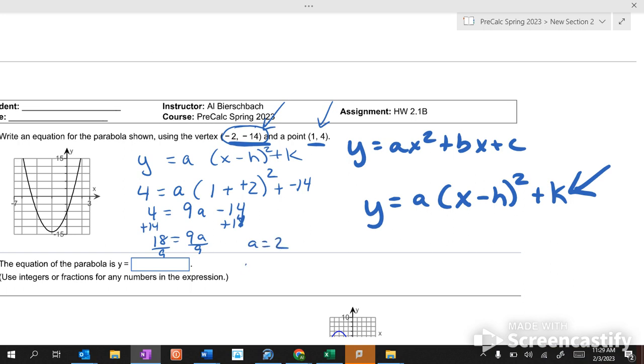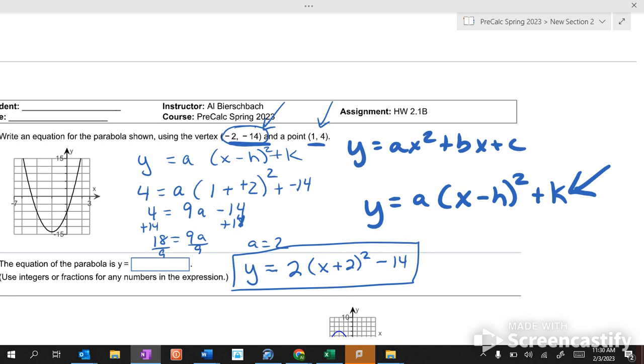So our equation is y equals 2 times (x minus the x value of the vertex, negative 2, so it's plus 2) squared minus 14. So basically what we do is we still keep in the vertex for h and k, but then y becomes y and x becomes x. Okay? And that is the correct equation for that parabola.